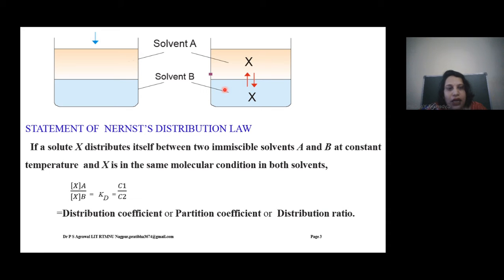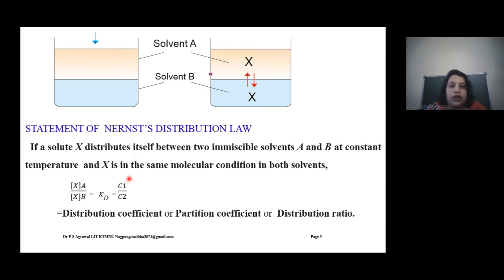What happens at equilibrium? At equilibrium, the rate at which molecules of X pass from solvent A to B or from B to A will be balanced. So we can say that the ratio of the concentration of X in solvent A to the concentration of solute X in solvent B is constant, known as Kd. This distribution ratio or partition ratio, that means distribution coefficient or partition coefficient, the ratio of concentration of the solute in two immiscible solvents, is always constant.